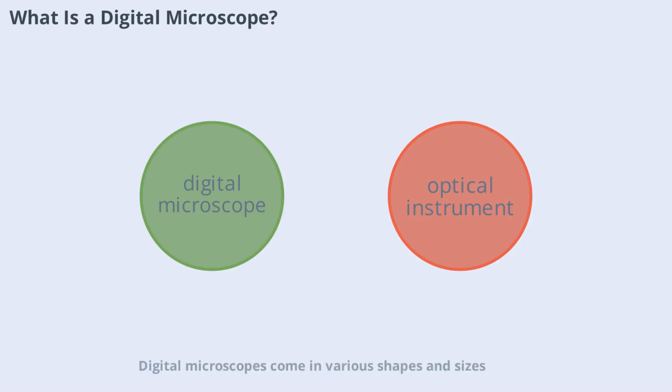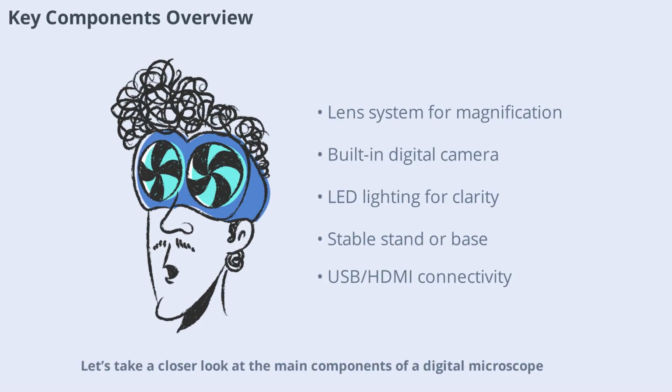Digital microscopes come in various shapes and sizes, from handheld portable models to advanced laboratory systems. Their flexibility and ease of use make them ideal for classrooms, research labs, and even home use. Let's take a closer look at the main components of a digital microscope.